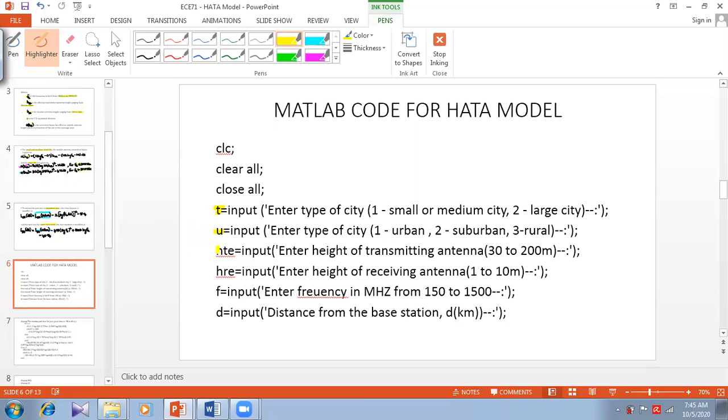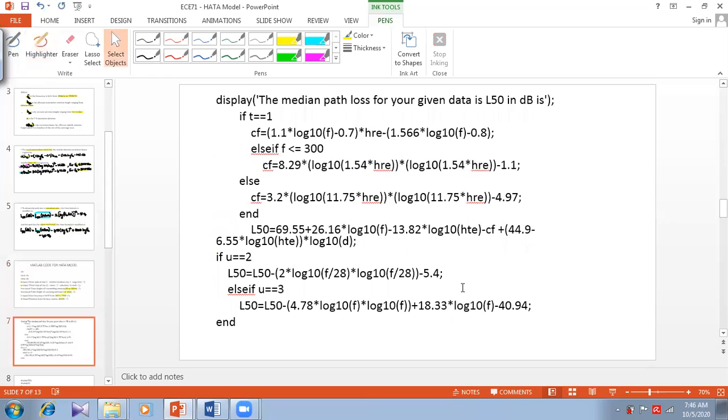Now, HTE: enter the height of the transmitting antenna, and the range has to be between 30 to 200 meters. Similarly, for HRE, we ask the user to input the value, and again the range has to be between 1 to 10 meters. The frequency of operation has to be provided by the user, and the range is between 150 to 1500 megahertz. And the distance of separation between the transmitting and receiver antenna has to be given, and it has to be in kilometers. So these are the few inputs which we are taking.